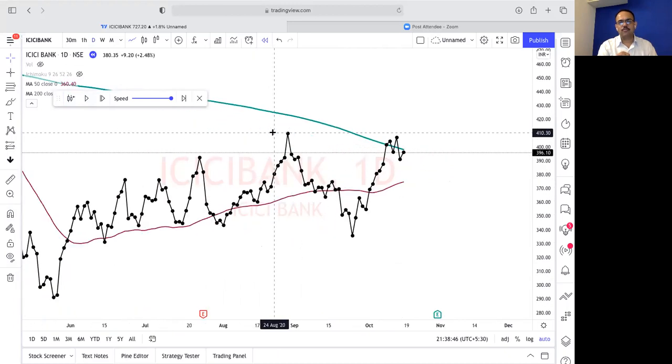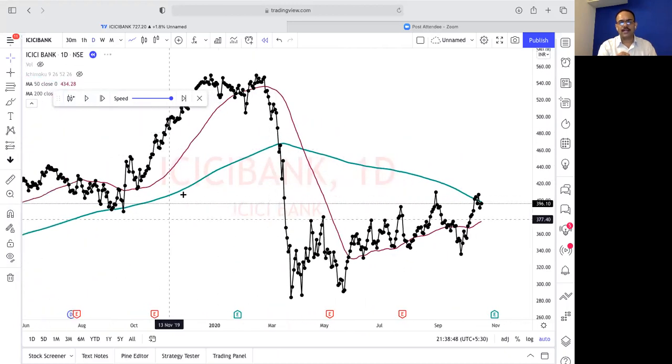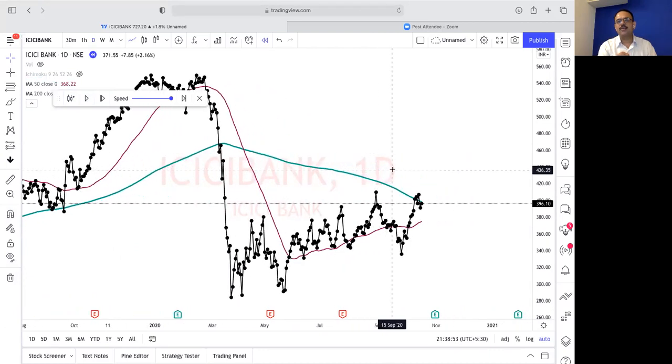But this is the 200-day moving average. It is a little slow to react. It took some time to come here because it's an average of 200 days, right? 200 closing prices divided by 200. So it will move slowly, like an elephant. It will move slowly. It will come.